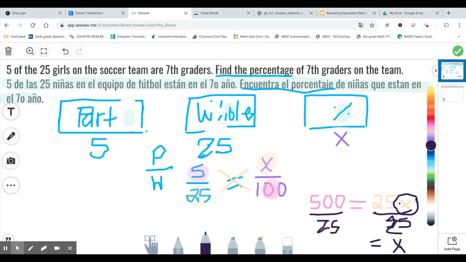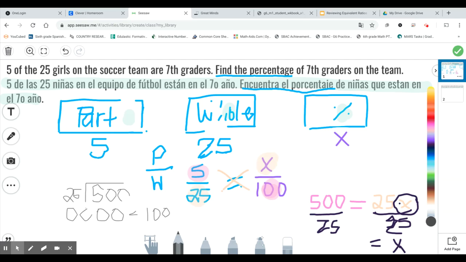We can set it up and say, what is 500 divided by 25? I'm going to count in quarters. So I know 1 quarter, 2 quarters, 3 quarters, 4 quarters equal 100.